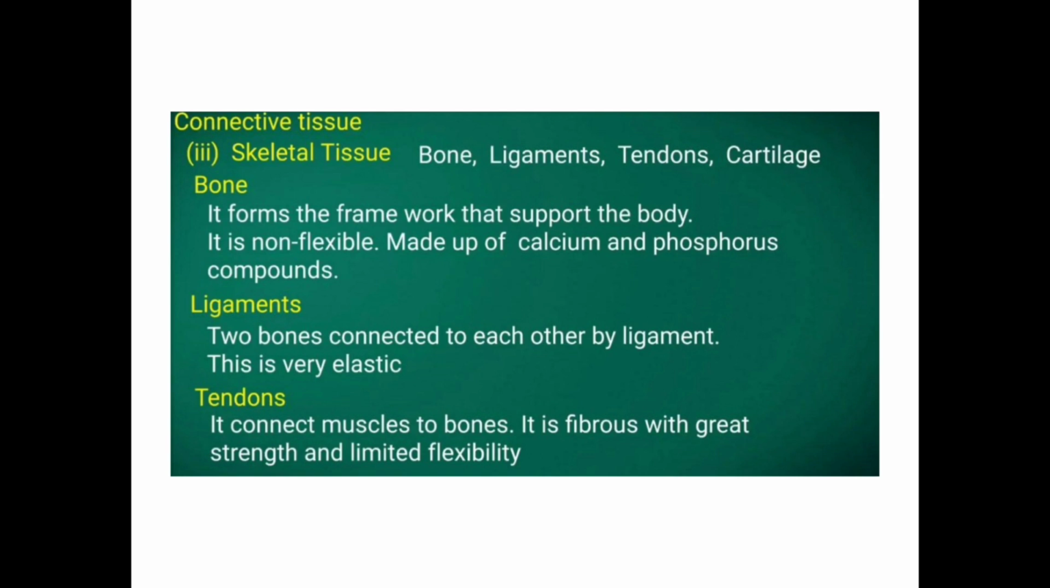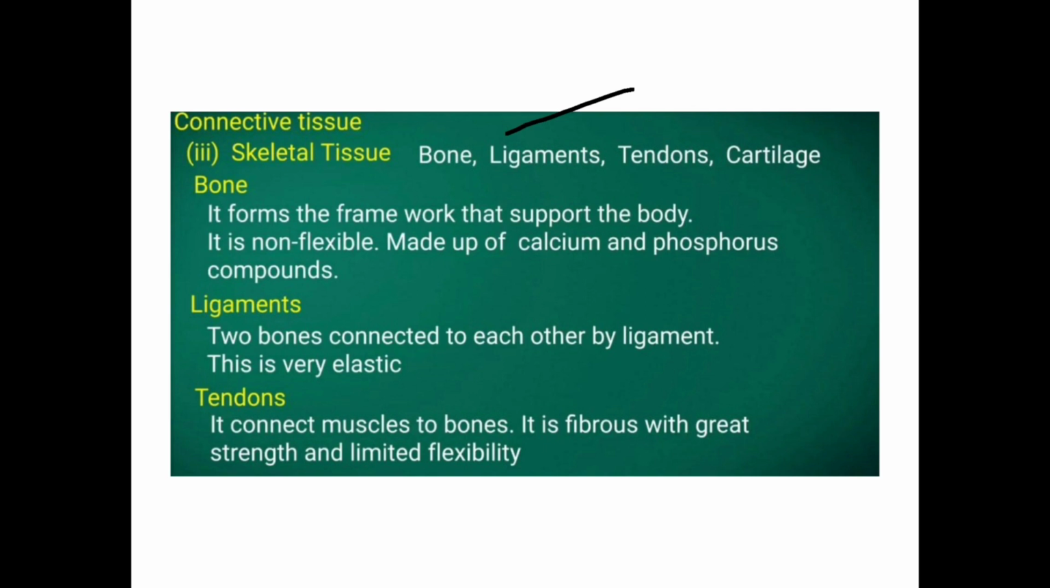The next one is ligaments. Two bones are connected to each other by a ligament. So a ligament is a substance present between the 2 bones. Don't forget, the ligament connects the 2 bones. The next one is tendons. The tendons connect muscles to bones.